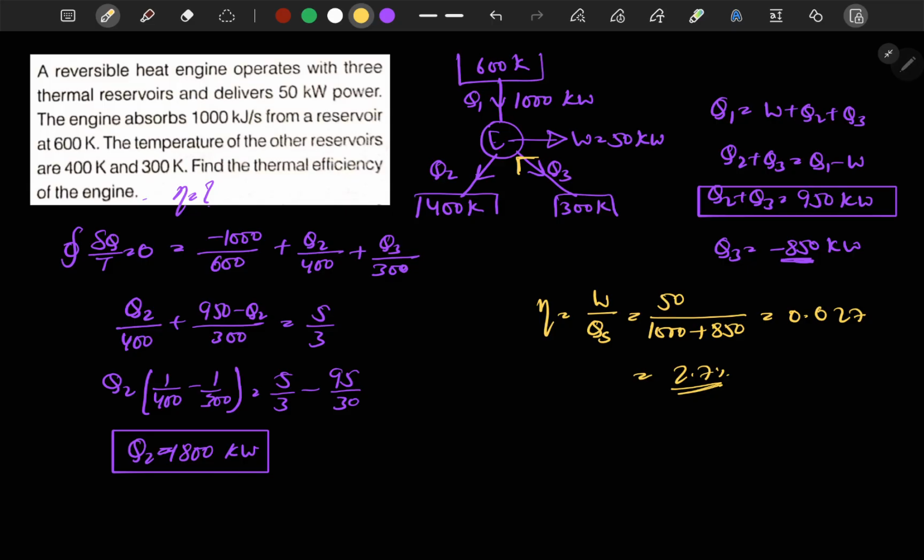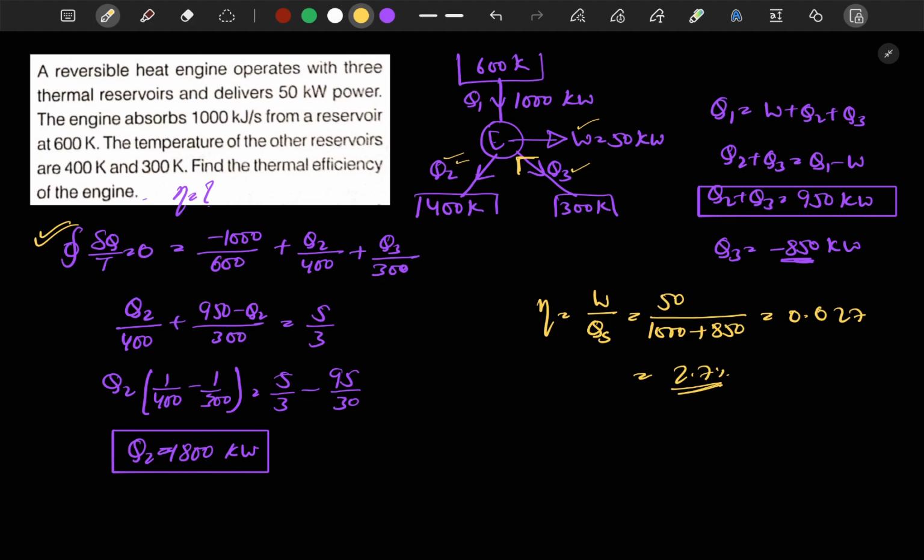You should remember that if you have more than two thermal reservoirs, and your temperatures are unknown, like in this case there are two unknowns, or let's say the heat is provided and W is not provided also. In a question like this, where there are multiple reservoirs and at least two or more unknowns, you must apply the principle of entropy, or you can say Clausius inequality.